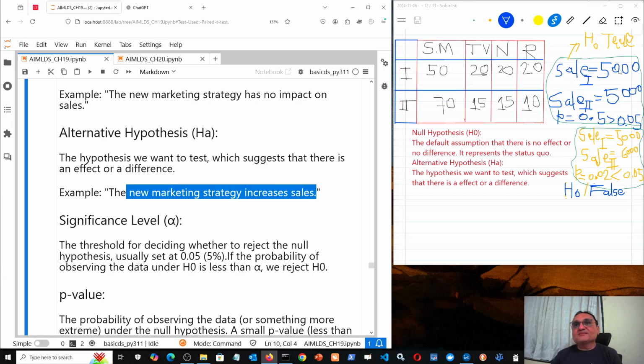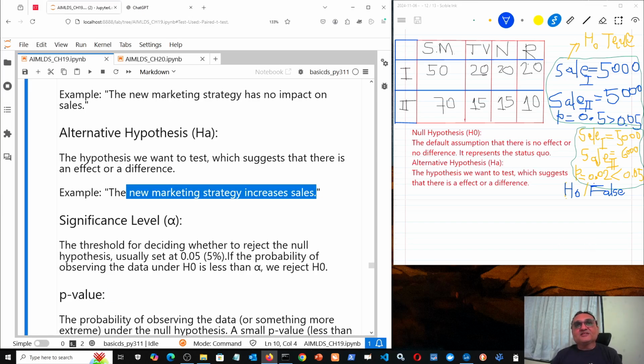So this blue is my null hypothesis. It says that by adopting this new marketing strategy also, this is strategy 1, strategy 2, the sale 1 and sale 2 remain same. While this orange one is my alternative hypothesis. It says that sale 2 is different and greater than sale 1. So that means the new marketing strategy appears better, right?